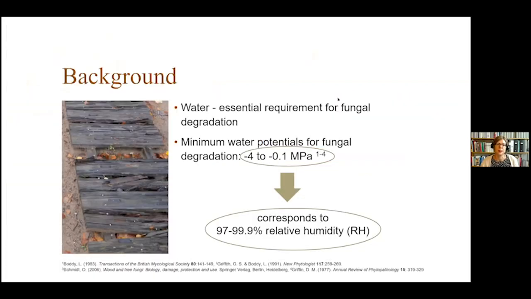As you may know, if we place wood or wood-based materials in moist or wet environments, it will eventually be degraded by fungi. One essential requirement for fungal degradation to occur is that water is present. In literature, the minimum water potentials for fungal degradation range between -4 to -0.1 megapascals. Translated to relative humidity, that corresponds to levels between 97 and 99.9% relative humidity. So quite high moisture levels are needed in order for fungal degradation to occur.